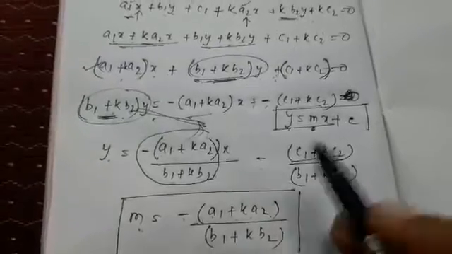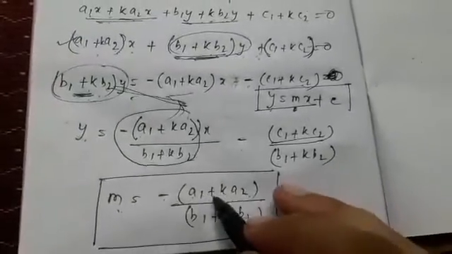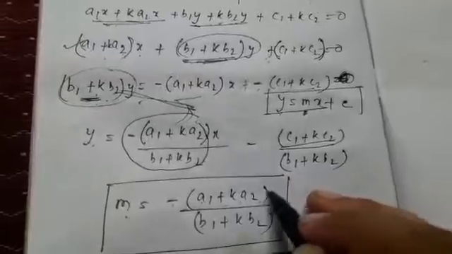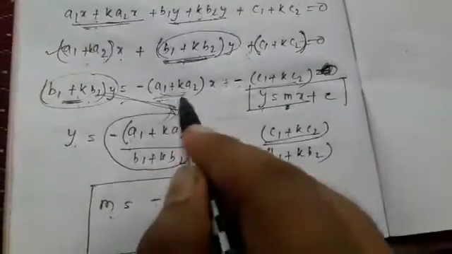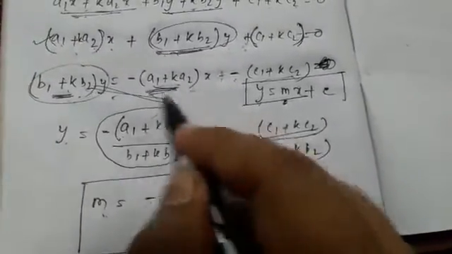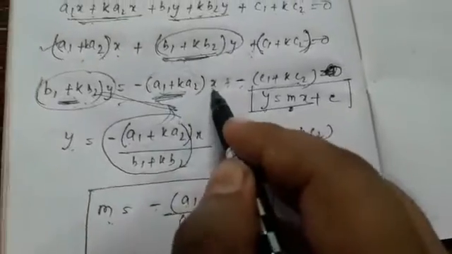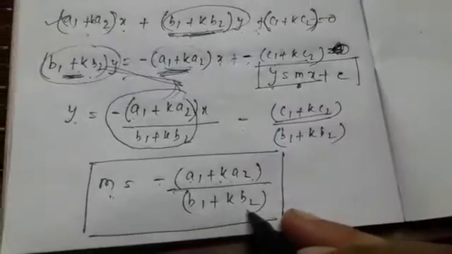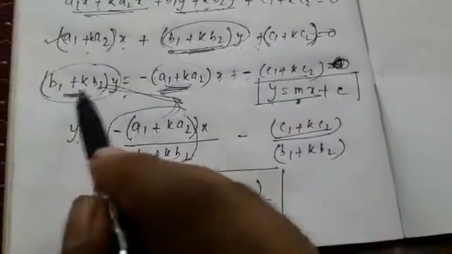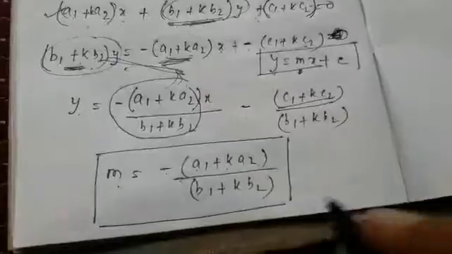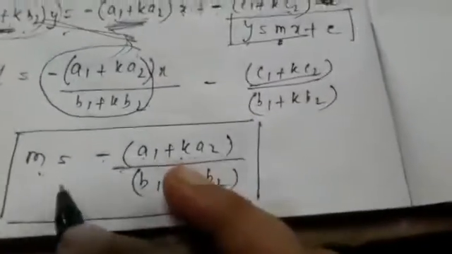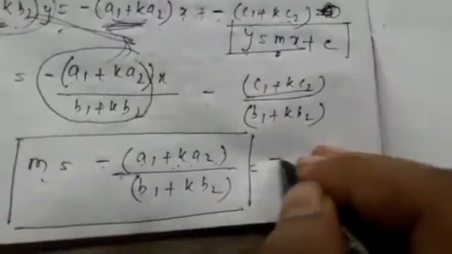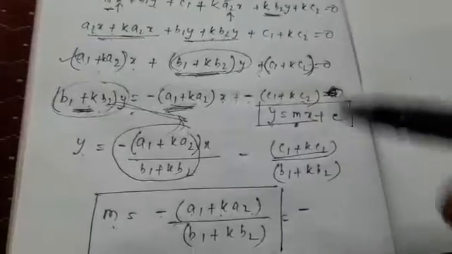Now one thing to notice here, what is this a1 plus ka2? This is nothing but the coefficient of x. And what is this b1 plus kb2 term? It is the coefficient of y. So you remember the slope of a family of lines is nothing but minus, you will get minus in the formula. I have shown you the derivation so that you can understand it.